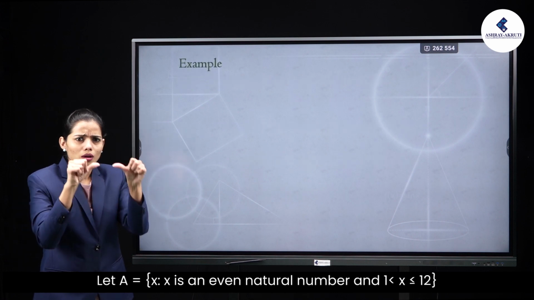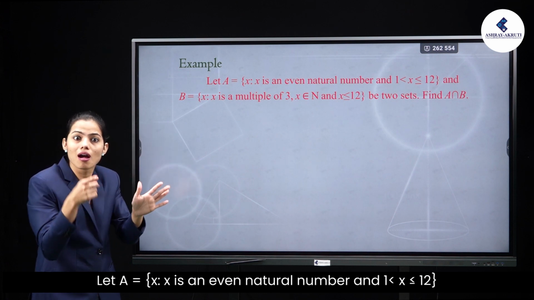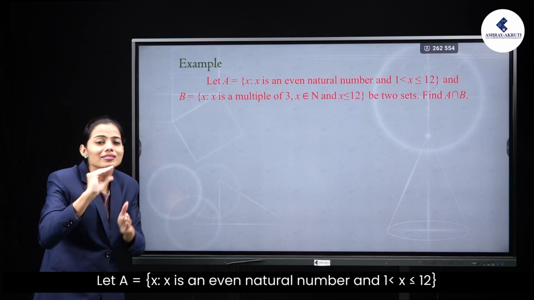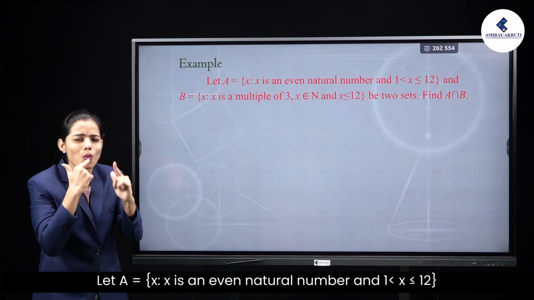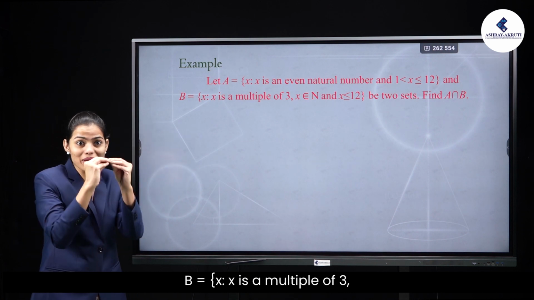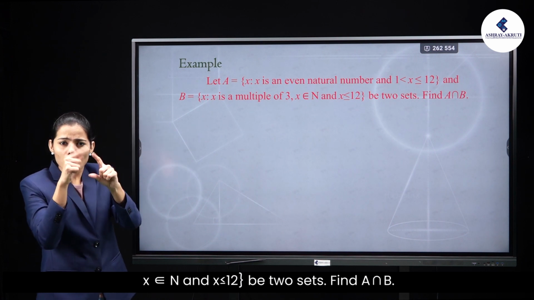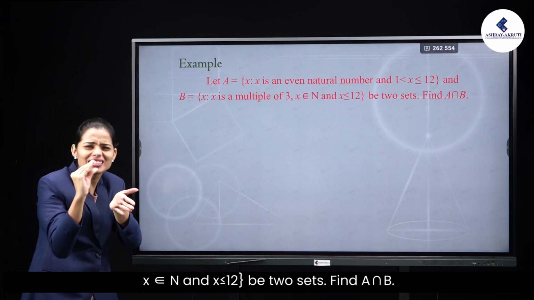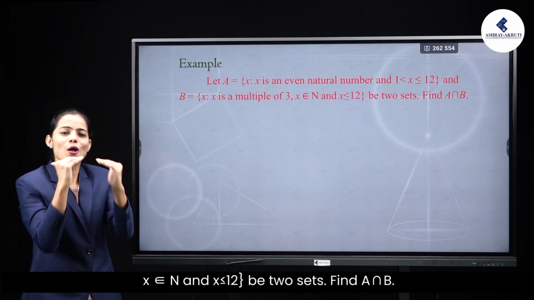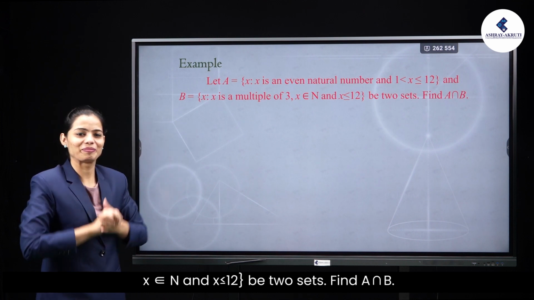Example: let A = {x : x is an even natural number and 1 < x ≤ 12} and B = {x : x is a multiple of 3, x ∈ N and x ≤ 12} be two sets. Find A ∩ B.